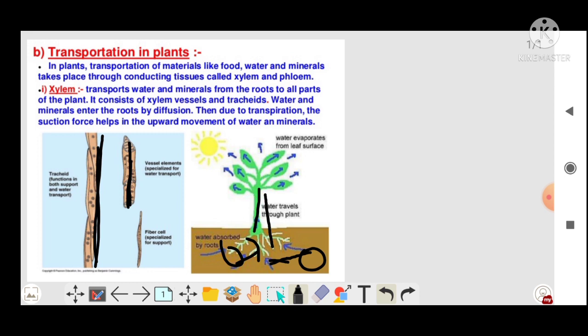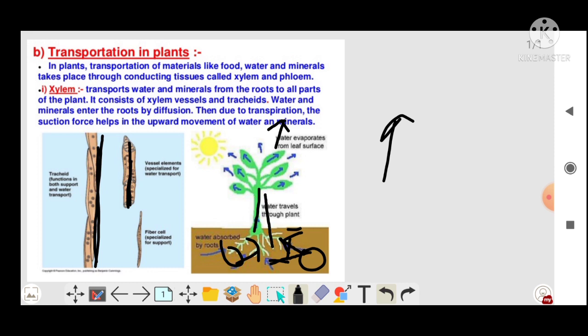It is a process, and then due to transpiration, water and minerals enter into the root by means of diffusion. What is transpiration? Transpiration is exhalation of water vapor through the stomata, which is present within the leaves. What is stomata? Stomata is a tiny pore present in leaves, which you all know.